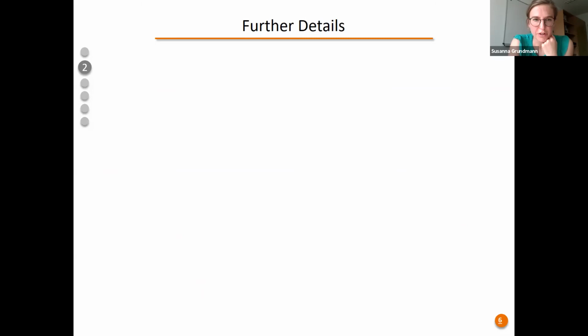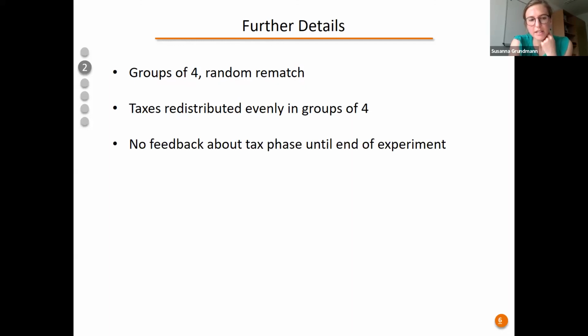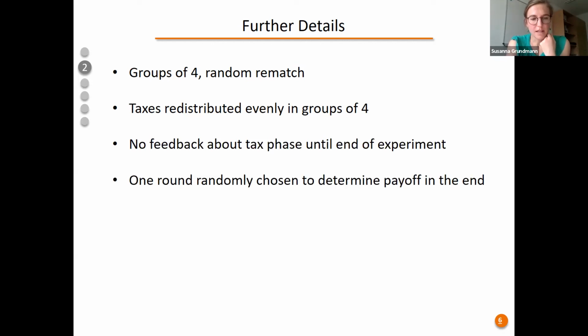So, a few further details, subjects play in groups of 4, and there's a random rematch of subjects each round. Taxes are redistributed evenly in the groups of 4. And importantly, subjects also receive no feedback about the tax phase until the end of the experiment. So they only receive feedback about their performance in the real effort task and the bonus that they receive. In the end, 1 round is randomly chosen to determine the payoff, and 25 thalers convert into €1 at the end of the experiment.